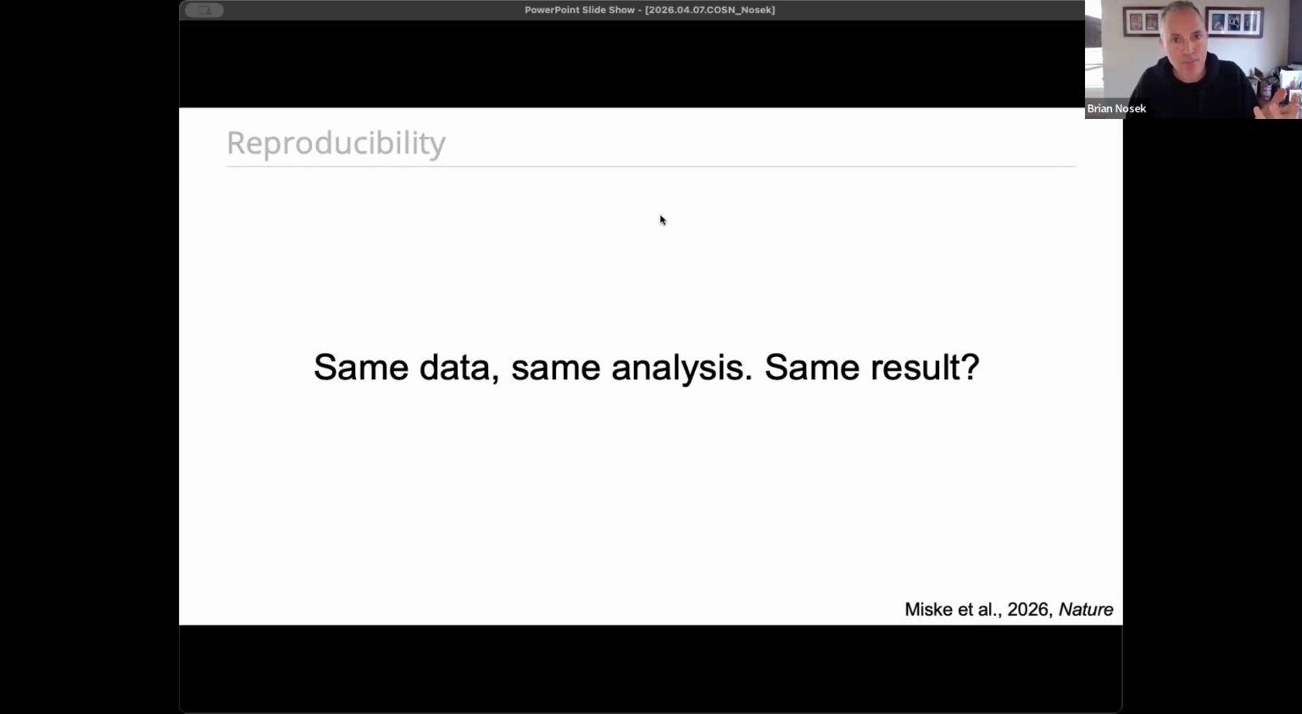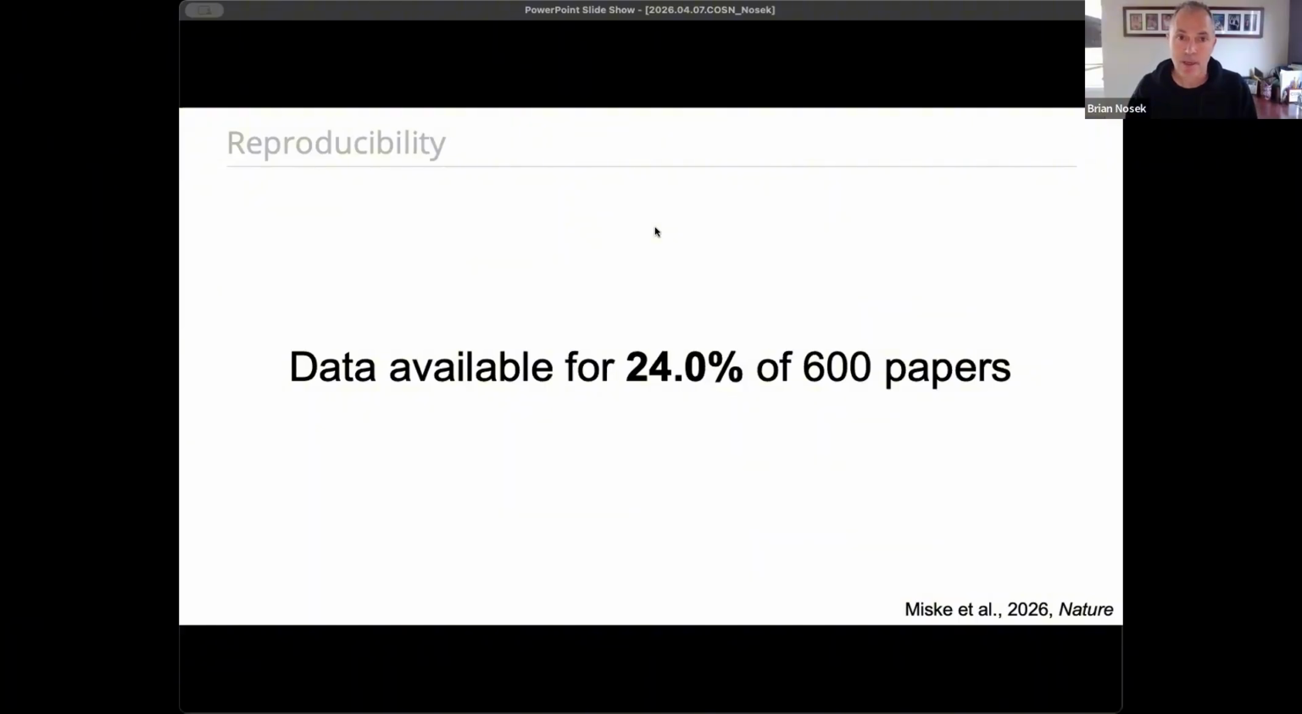But this is a much harder problem than just saying, just run the same analysis. The first problem is that when we tried to obtain the data for the original papers, we could only get data for 24% of that sample of 600 papers. There were lots of reasons that we couldn't get the data. Sometimes the authors said, we've lost it. Sometimes they said, it's too much work to share it. Sometimes they never responded to our requests. Sometimes they said they couldn't share it for different reasons. But most of the time, we were unable to even access the data in order to test reproducibility.